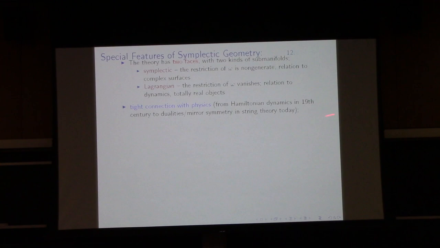Then there's always a very close connection to physics. Starting with Hamiltonian dynamics in the 19th century, people are trying to use symplectic geometry to tell us more about the three-body problem, an absolutely classical, impossible problem in Hamiltonian dynamics. So those connections, and of course there's also mirror symmetry, dualities and things, that's all related to physics.